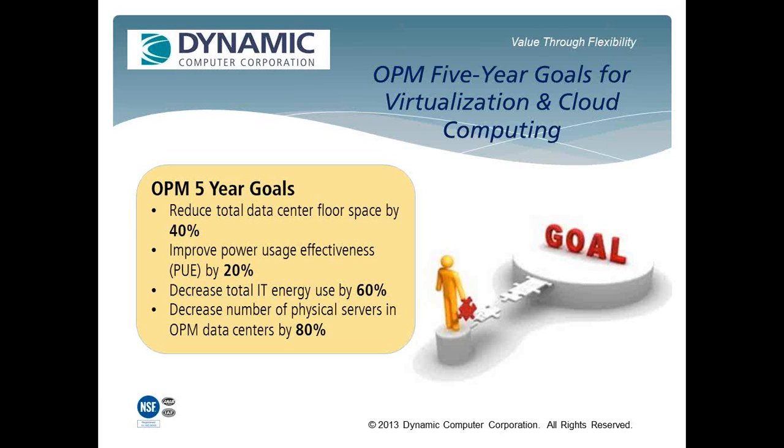And the OPM has really put out some very, very aggressive goals for virtualization here in the near future. Near future being your 5-year goals. Look at these here. To reduce the total data center floor space by 40%, improve the power usage by 20%, decrease IT energy by 60%, and the number of physical servers in OPM data centers by 80%. These are very, very aggressive goals that are being driven throughout multiple agencies now, and this is affecting a lot of the agencies that are present today on this call.